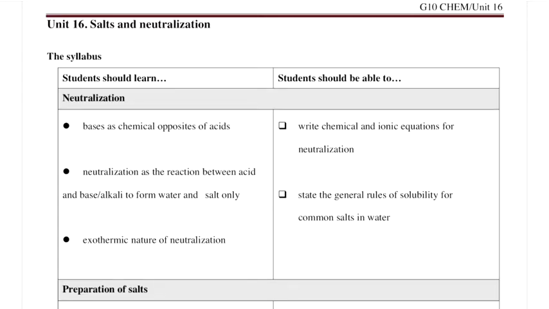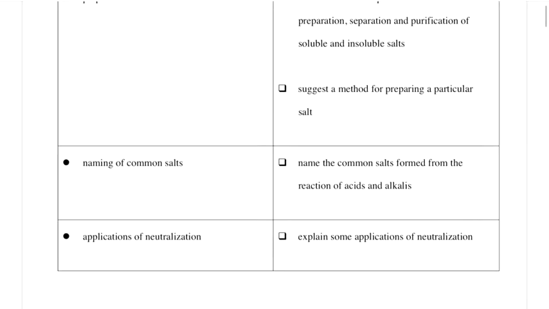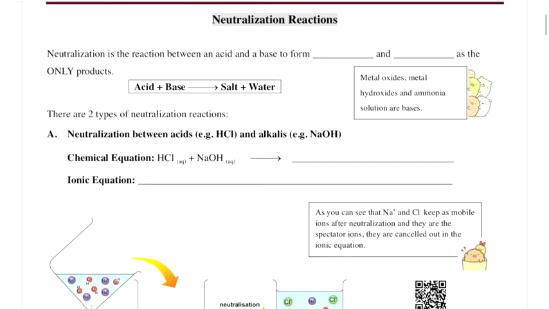So today's lesson, let's begin with a bit of revision of neutralization reactions. A neutralization reaction is a reaction between an acid and a base to form salt and water as the only product. Okay, so that's a key word, only product. In the previous unit, we learned the general word equation: acid plus base gives you salt plus water.